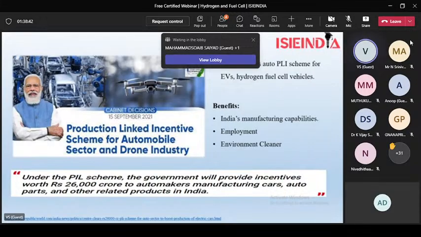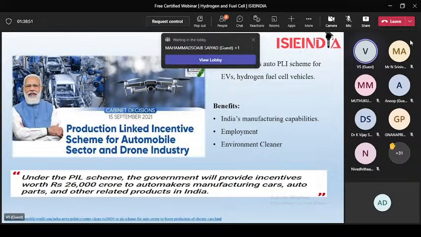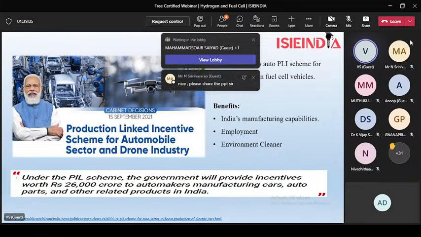So from this video, I think you might have been clear regarding the working of the fuel cell. Now I will be talking about some government initiatives which are boosting the production of hydrogen, and they are giving incentives or subsidies to the automotive industries for boosting the production of EVs, and also hydrogen production. Last year the cabinet decision was the PLI scheme, which is production linked incentive for the automobile sector and drone industry.